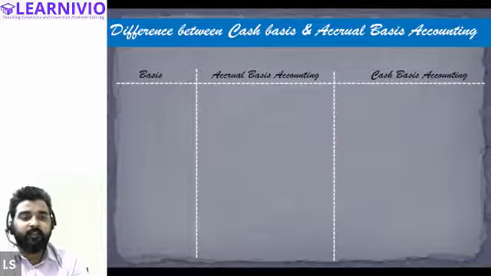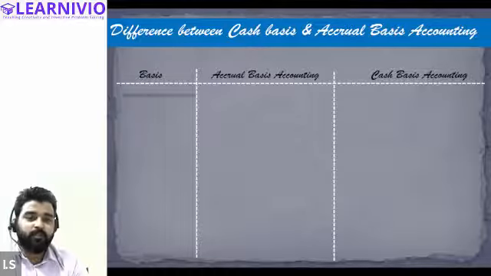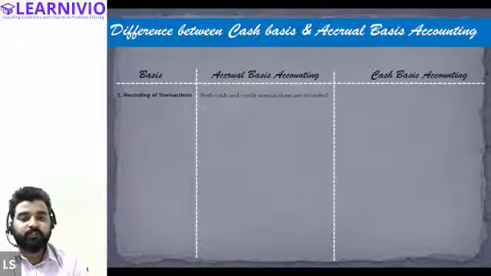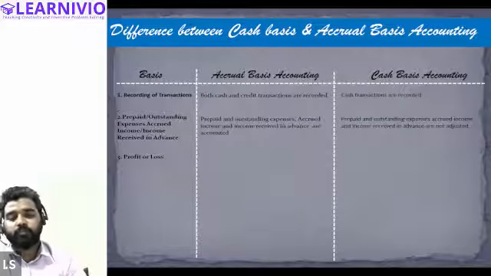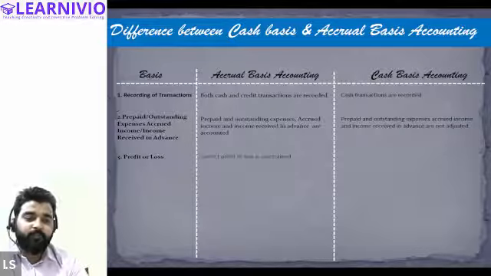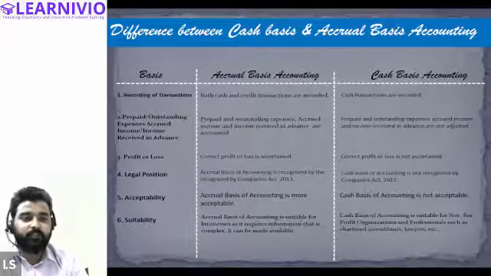Then we have differentiated between accrual basis accounting and cash basis accounting on the basis of recording a transaction, then on the basis of prepaid and outstanding expenses, then on the basis of profit and losses, which give the true and fair view of the business. Then legal position, acceptability, suitability, all of these things we have covered in the last class.